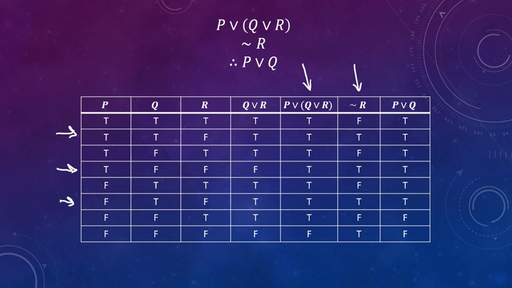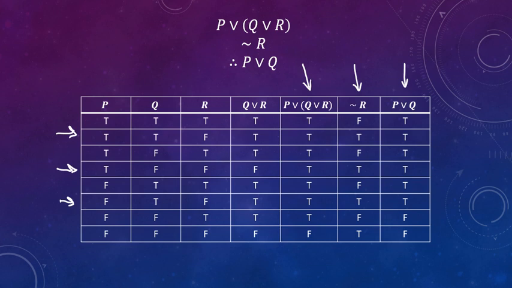Let's look in the conclusion column, namely P or Q, and if in the second, the fourth, and the sixth rows our conclusion is true for all of them, then this is a valid argument form. If even one of them is false, then this is not a valid argument. This is not a valid argument form.